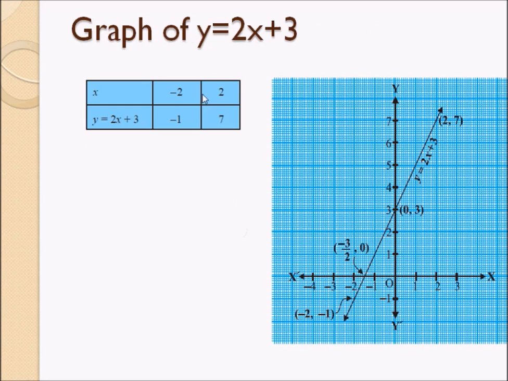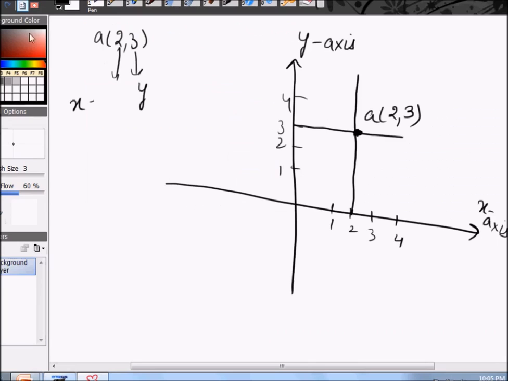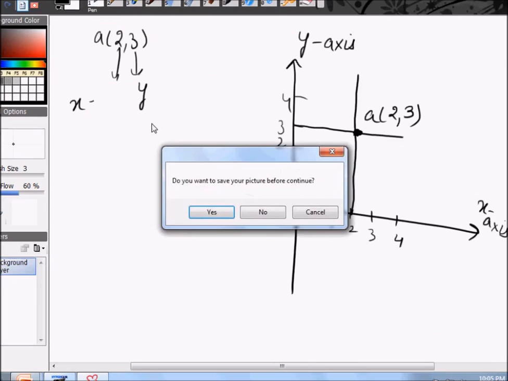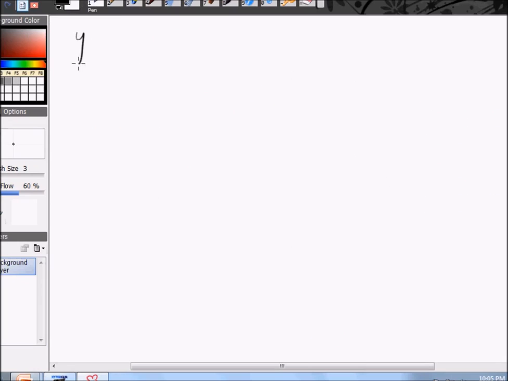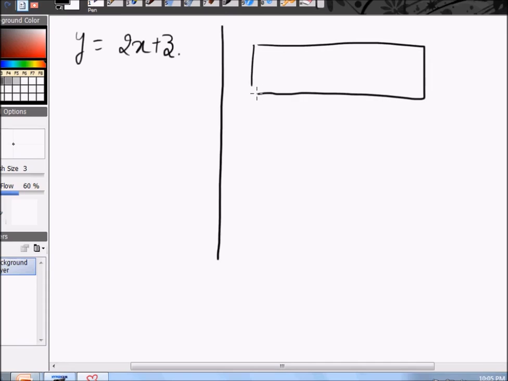Now let us plot the graph of y equals 2x plus 3. For plotting a graph, we will tabulate different values of y for different values of x. But before plotting the graph, let us find the 0 of this graph.